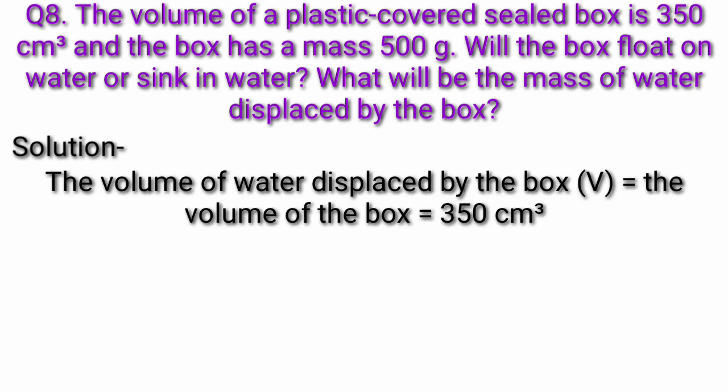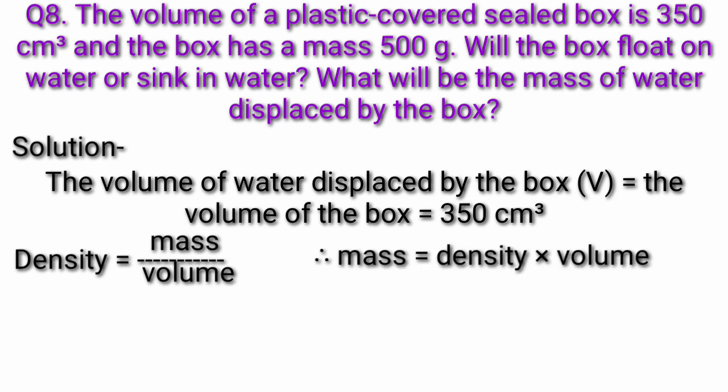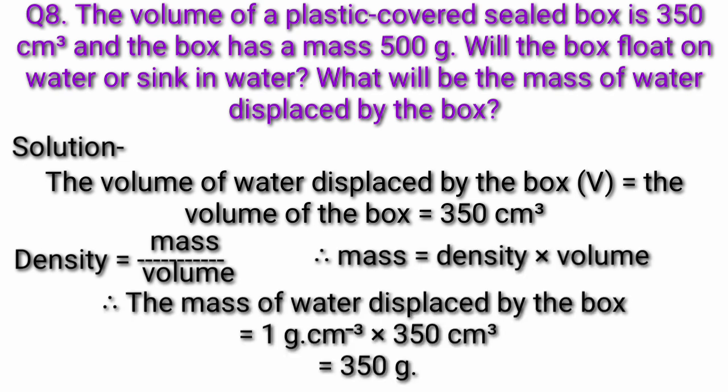The volume of water displaced by the box is equal to volume of the box is equal to 350 centimeter cube. Now density is equal to mass divided by volume. So the mass of water displaced by the box is equal to 1 gram centimeter to the power minus 3 multiplied by 350 centimeter cube is equal to 350 gram.